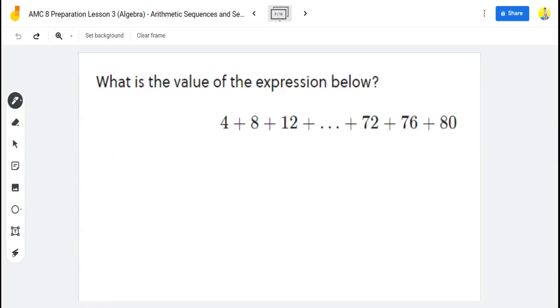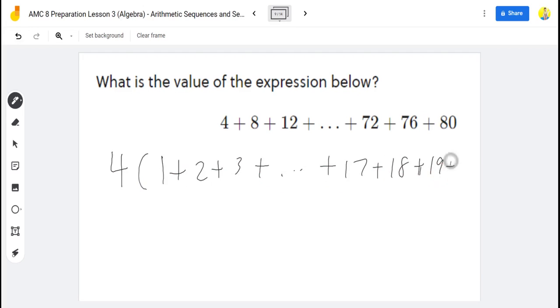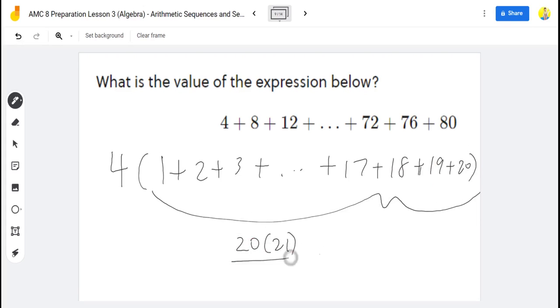On to problem number 1. What is the value of the expression below? 4 plus 8 plus 12 plus on plus 72 plus 76 plus 80. We take out a 4 here. So we get 4 times 1 plus 2 plus 3 plus on plus 17 plus 18 plus 19 plus 20. You get that this sum is just equal to 20 times 21 over 2 by Gauss's trick, and this multiplied by 4 is just equal to 40 times 21, which is equal to 840. And that is our final answer.